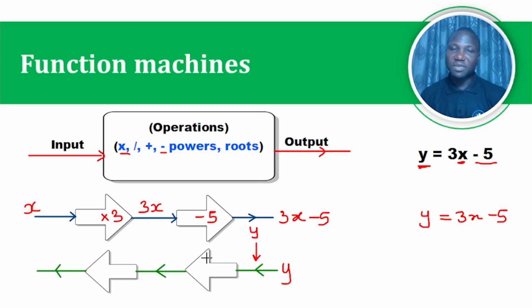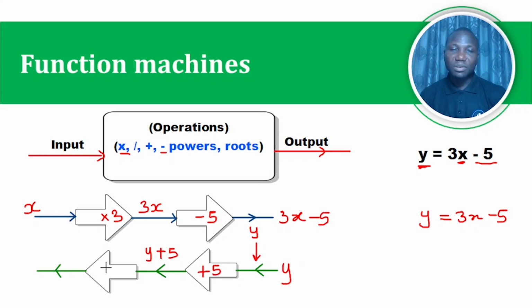Now, this first machine here, starting from the right, will do the opposite of what this machine did. This machine subtracted 5. Therefore, this one is the inverse of this machine. It will do the inverse operation of subtraction, which is addition. Therefore, the function of this machine, starting from the right, is to add 5 to the y that is coming into it. So y goes into this machine. This machine will add 5 to the y. Therefore, what will come out of it will be y plus 5.